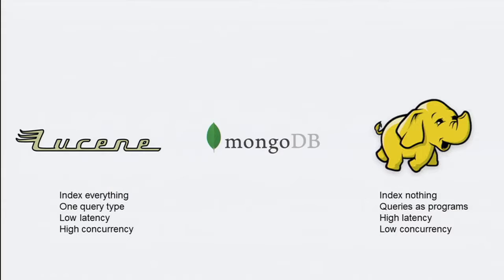I think MongoDB is somewhere in between, and I want to try and flesh this out a little bit in the talk today. But again, the thing that's different compared to Hadoop and compared to Lucene is that it's really designed for operational workloads, where you have high concurrency, mixed read and write workloads, and very, very low latency.